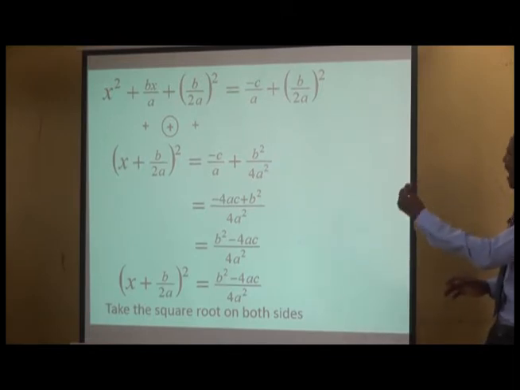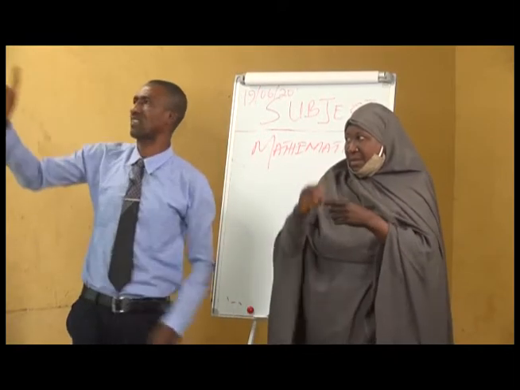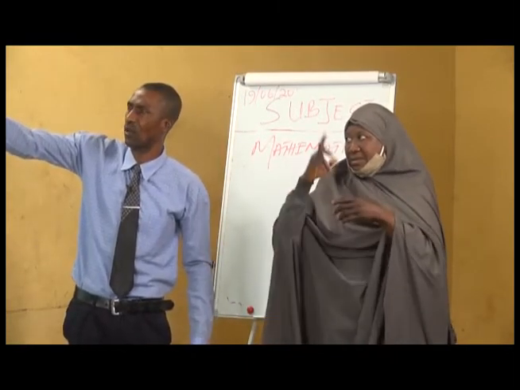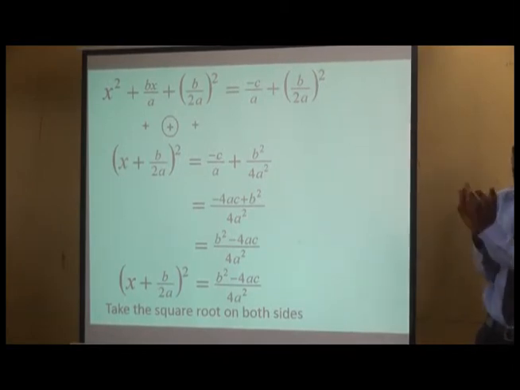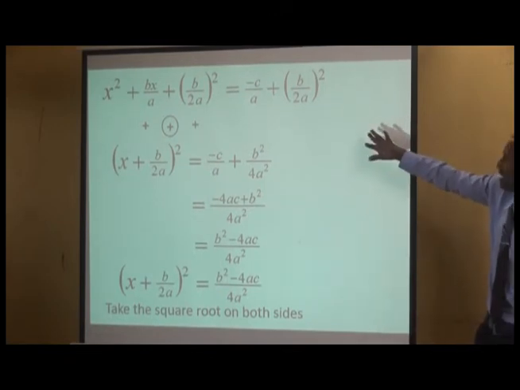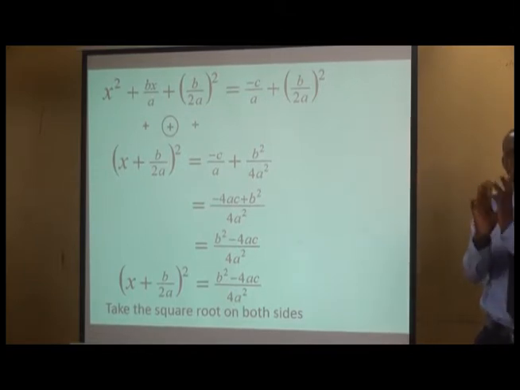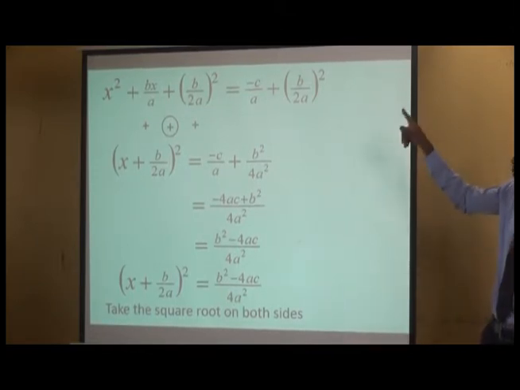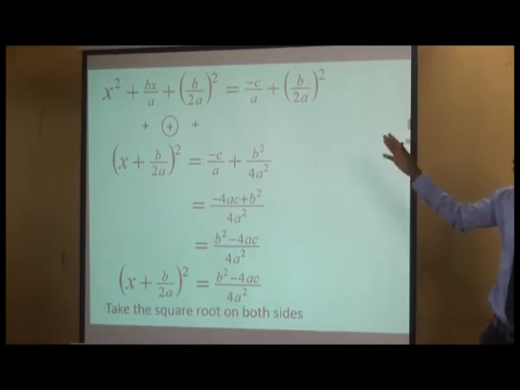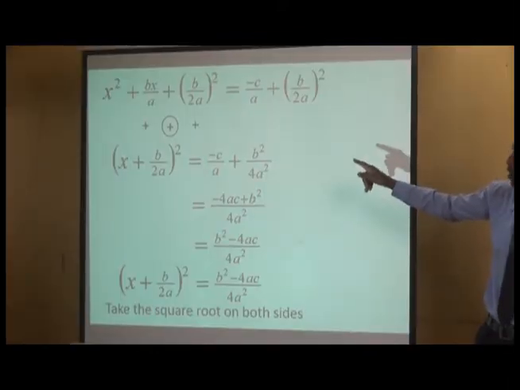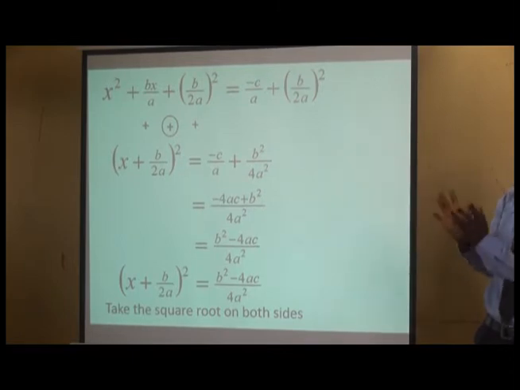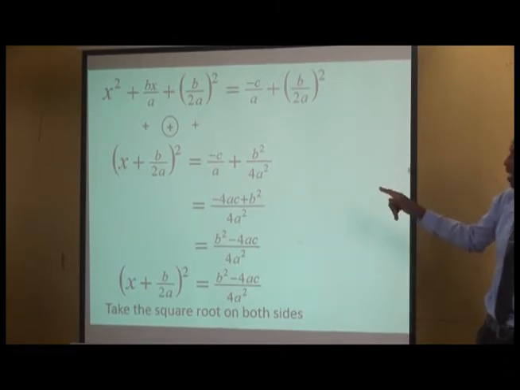When you expand x plus b over 2a to the power of 2, certainly you are going to get an expression on the left, which is x squared plus bx over a plus b over 2a all raised to the power of 2. Then the right hand side will give you minus c over a. When you expand b over 2a, that is b over 2a multiplied by itself, we are going to have b squared all over 4a squared. So the right hand side becomes minus c over a plus b squared all over 4a squared.